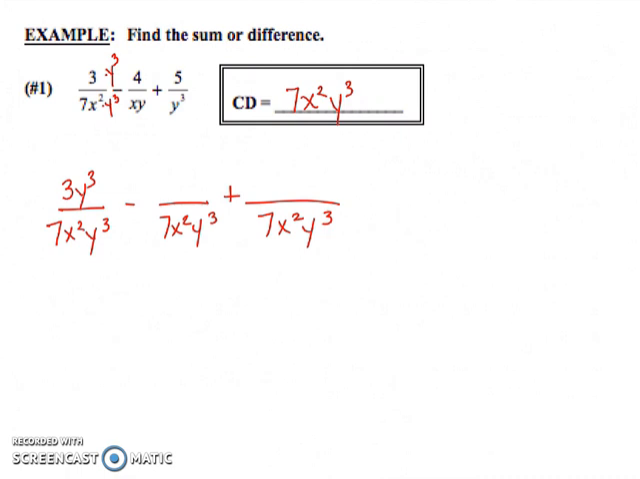My second denominator, I just had x to the first, y to the first. So it looks like I'm going to have to multiply by the 7 and by an x and by a y squared in order to make my common denominator. So I'm going to multiply the top by a 7 and an x and a y squared. So 4 times 7, or I'll just write it like this first and then we'll clean it up in the next step. 4 times 7xy squared. Right here, I just multiplied by that y cubed.